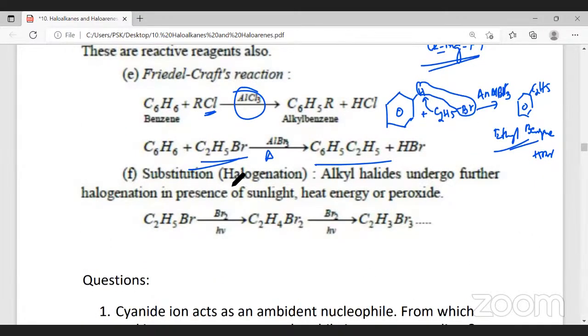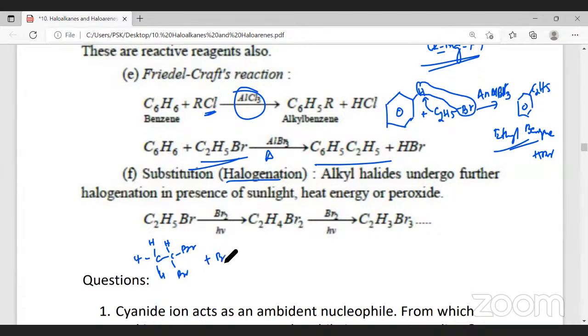That is called halogenation. Alkyl halides undergo further halogenation in the presence of sunlight, heat energy or peroxides. So this is ethyl bromide. When it's allowed to react with bromine, we can write ethyl bromide like this for our understanding.